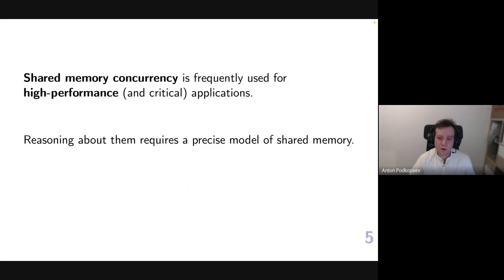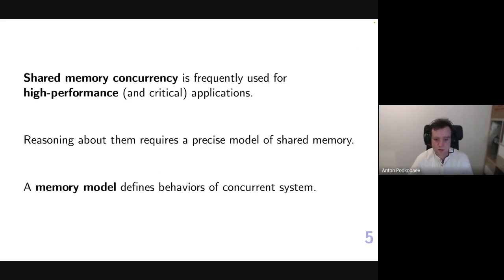And to write concurrent programs, you need to be able to reason about their behavior. So you need precise semantics of concurrency in modern CPUs and programming languages. Such semantics of concurrency are called memory models. And in this talk, we'll see which kinds of memory models there are.